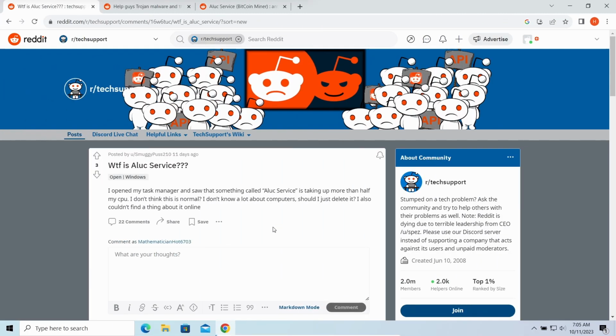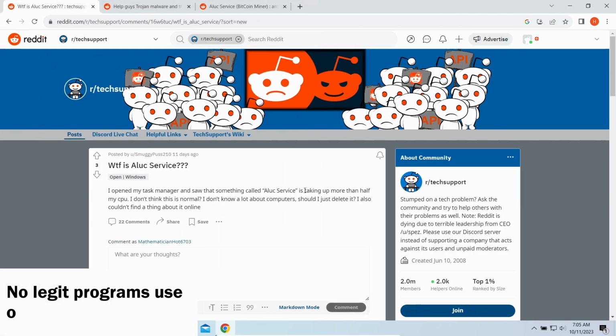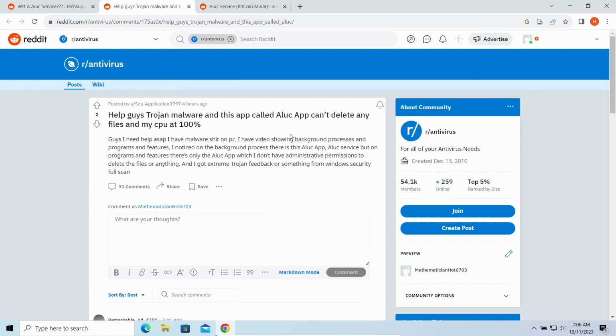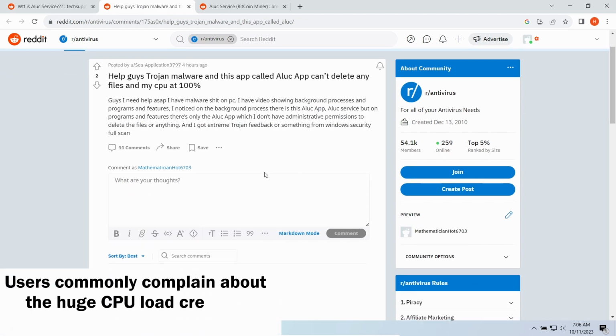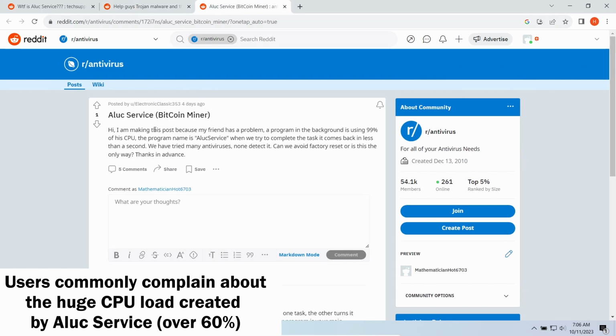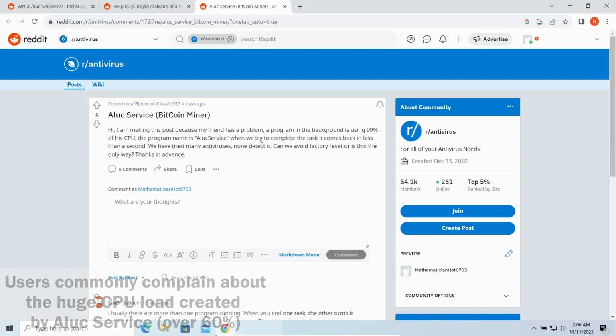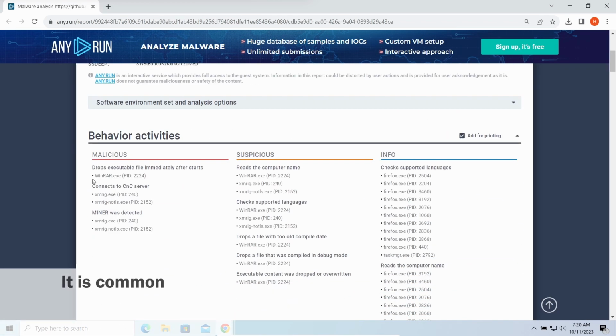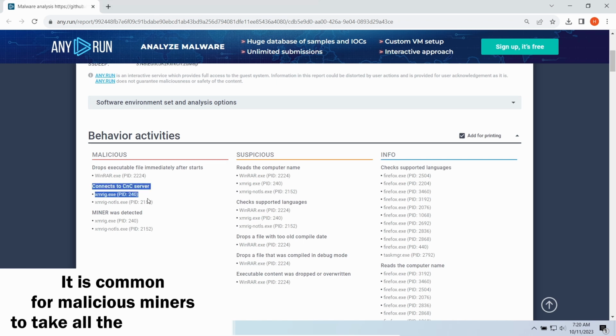First and foremost, let's sort out its status. None of the non-legitimate programs create or use Aluc Service. Windows locks one as well, so it cannot be a system process. These facts are accompanied by the fact that by user reports, Aluc creates significant CPU load, over 50 or 60%. It is a typical behavior of coin miner malware. Such malware exploits your hardware, particularly the processor, to mine cryptocurrencies.